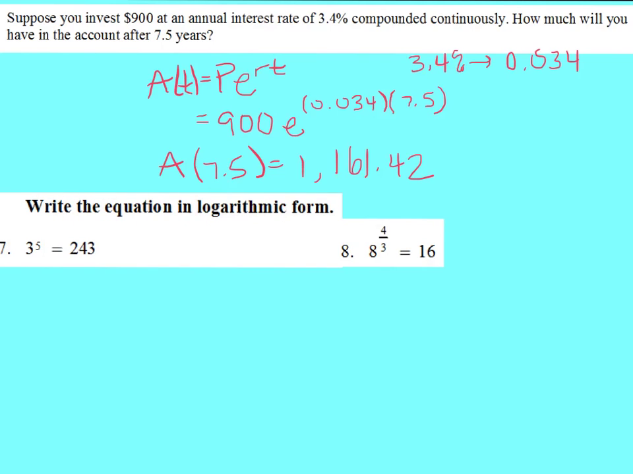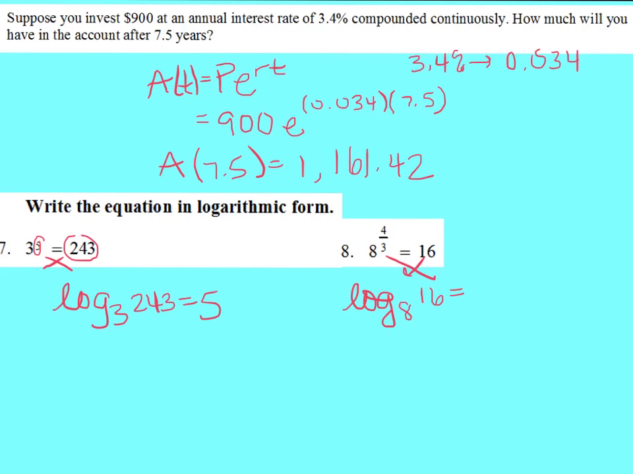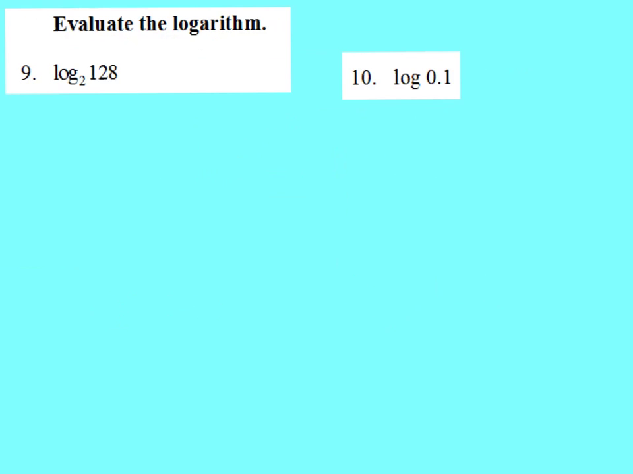Okay, the next problems are asking us to write an equation in logarithmic form. So remember, for logarithmic form, you are going to take your base, and that becomes the base of your log. So I'm going to have log base 3. Here, my base is 8. So log base 8. And then these two numbers here, the 5, the 243, switch spots. So my 243 comes here. It's equal to 5. Here, my 16 comes here. It's equal to 4/3.